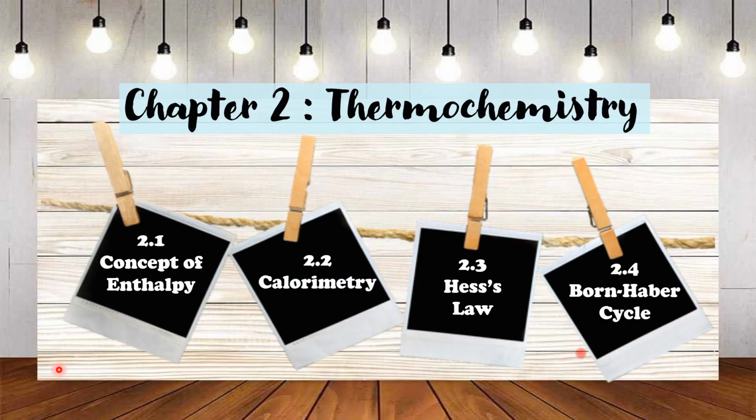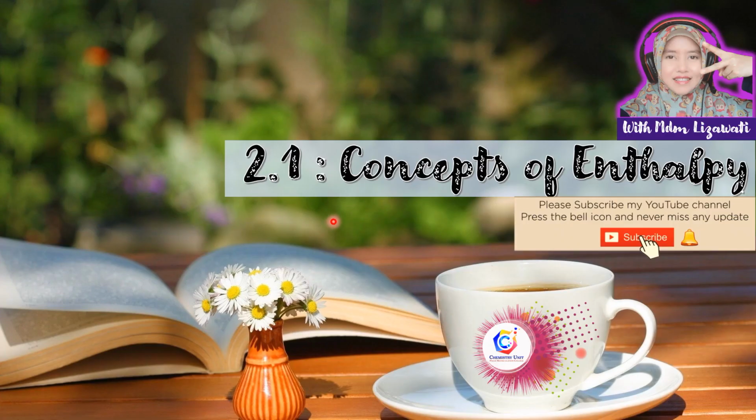There are 4 subtopics under chapter 2, Thermochemistry. 2.1, Concept of Enthalpy. 2.2, Calorimetry. 2.3, Hess's Law. 2.4, Born-Haber Cycle. The first part of thermochemistry is about 2.1, concepts of enthalpy.